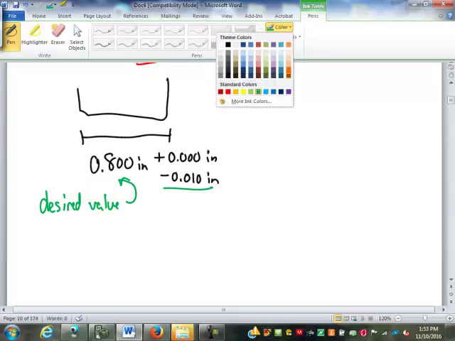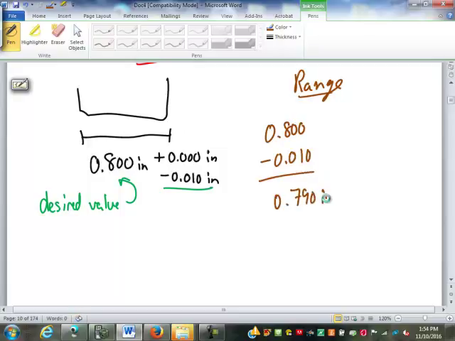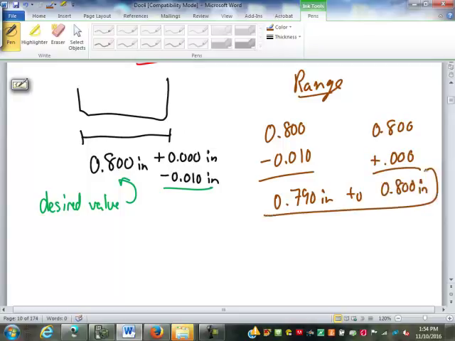So here's the question. What's the implied range here? It's 0.800 minus 0.010. So that's 0.790 to 0.800 plus 0.00. In other words, 0.800. That's my implied range.